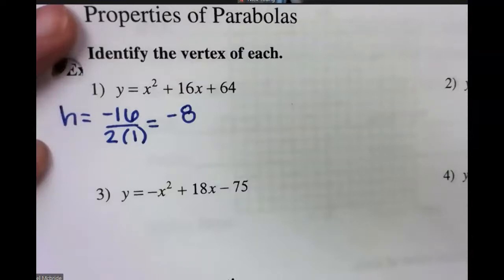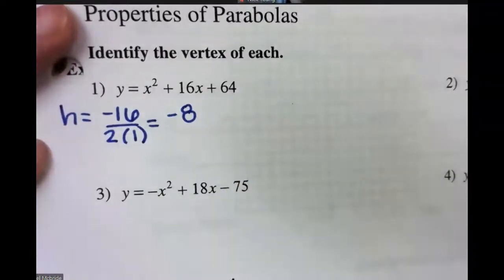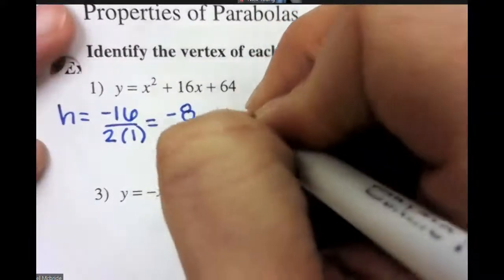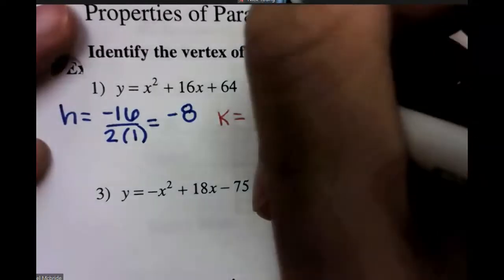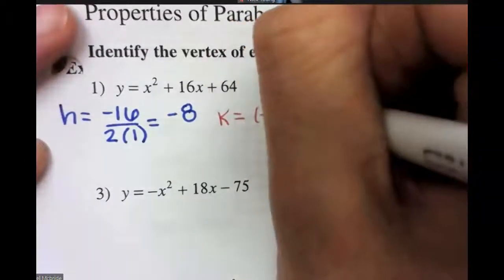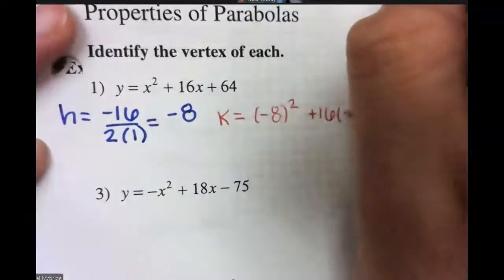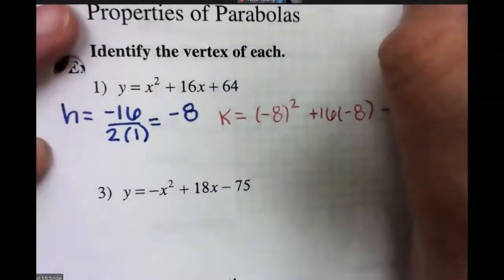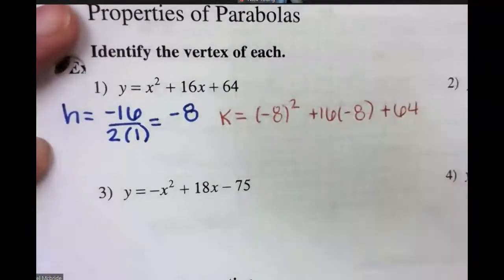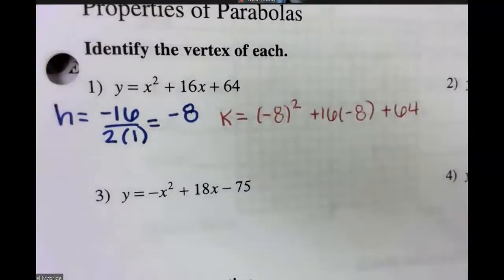The k value of the vertex comes from plugging the h value back in to your original equation. So that is negative 8 squared plus 16 times negative 8 plus 64. So then you have to simplify.